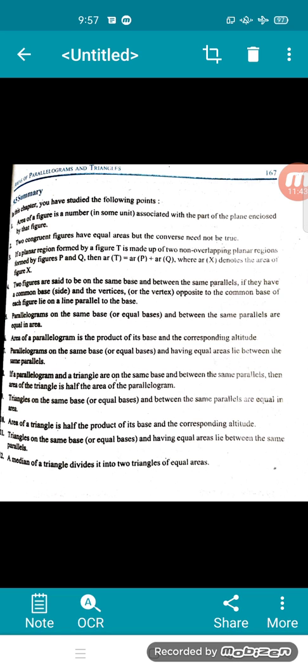Tenth, area of a triangle is half the product of its base and height, half into B into H. Triangles on the same base having equal areas lie between the same parallels. A median of a triangle divides it into two triangles of equal areas.